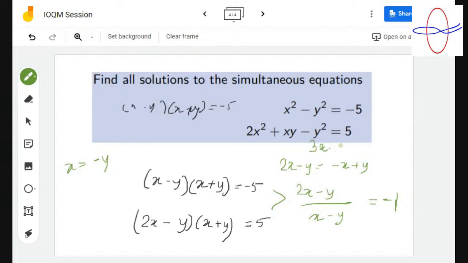I think people have got this equation till now. Right, guys? People have got this equation till now, I guess. Exactly. Perfect. 3x is equal to 2y you get.